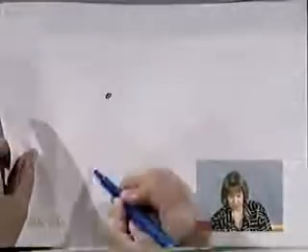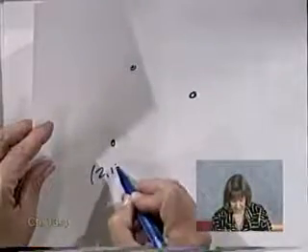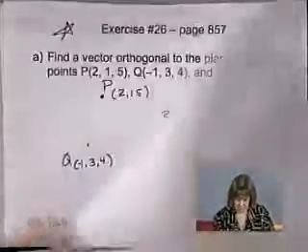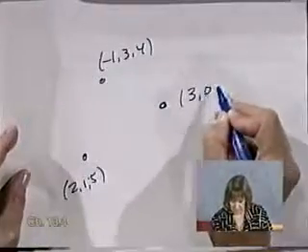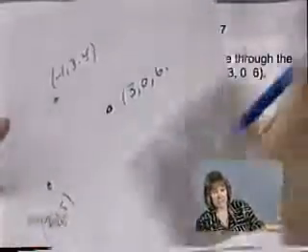But you've got your 3 points, and maybe I can draw them. Here's 2, 1, 5. Here's negative 1, 3, 4. And here's 3, 0, 6. And maybe the plane that goes through those 3 has to come at some angle. You with me? The plane that goes through those 3 points.